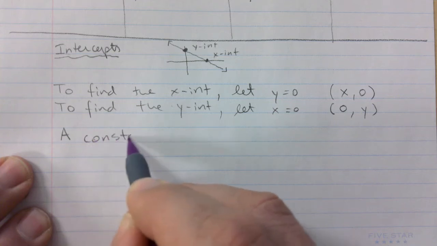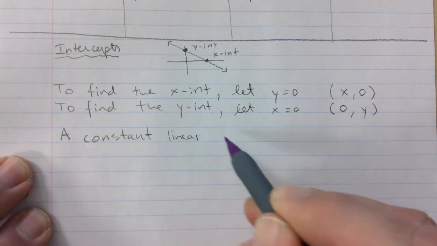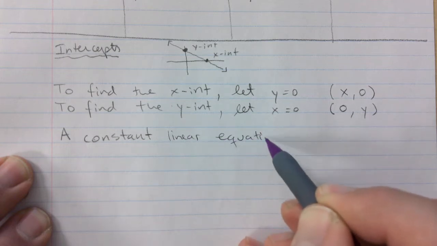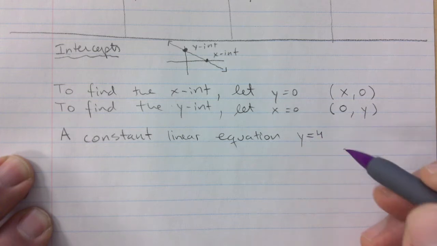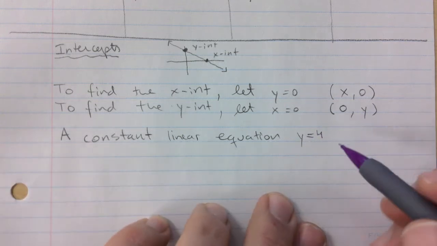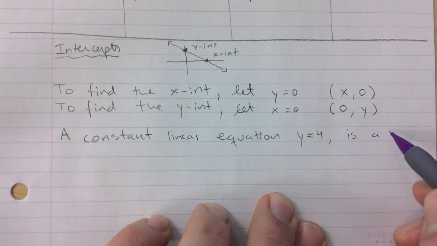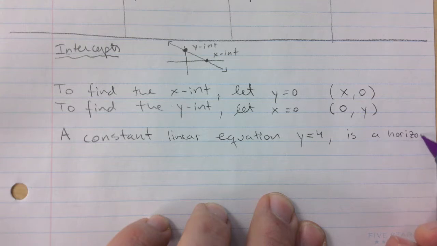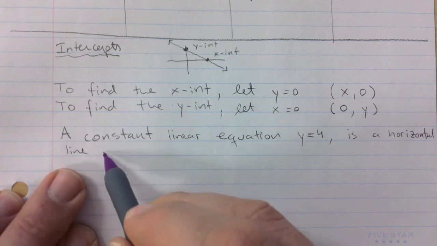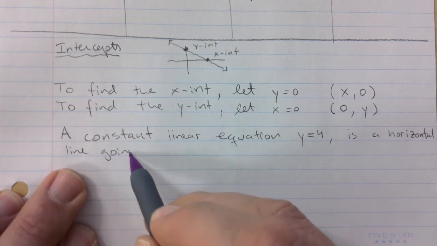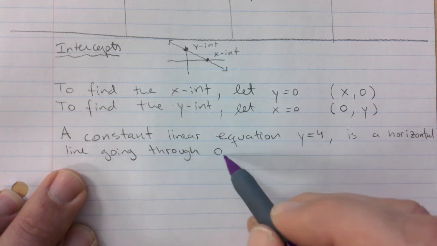A constant linear equation, y equals 4, is a horizontal line going through 0, 4.